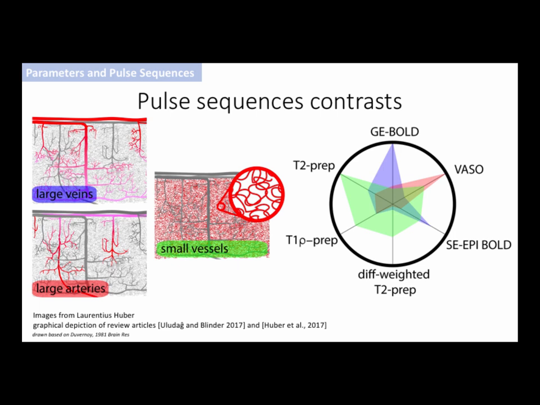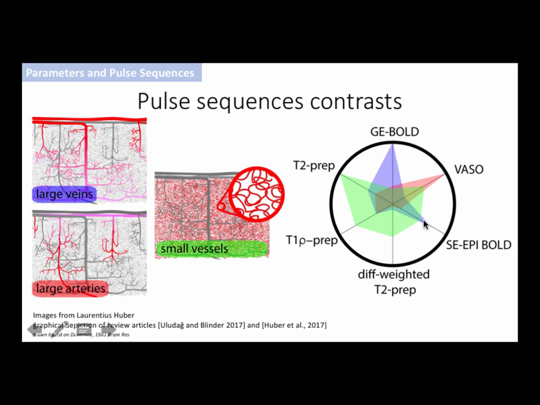So most of the stuff we've been talking about so far is BOLD. When you're talking about noise, the contrast you use also matters. Different sequences are going to be more sensitive to your large veins versus your large arteries versus your small vessels. And this is a fun plot that Renzo developed to emphasize that. This shows different sequences and what they're most sensitive to. Gradient echo BOLD, which is the workhorse of fMRI, is most sensitive to large veins compared to a lot of other stuff. If you follow this line, it's mostly blue with a little bit of red and a little bit of green.